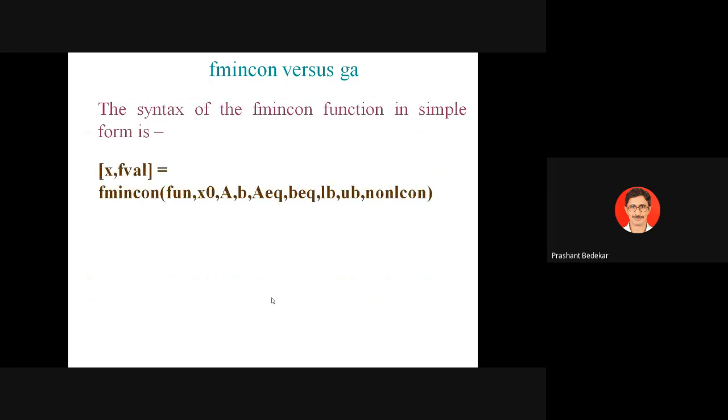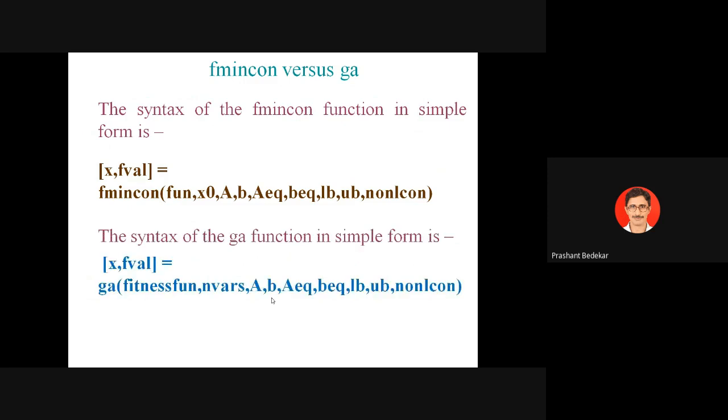Let's see the comparison. Yes, the slide is there. I was not sure whether the slide is there or not. fmincon versus GA. The syntax of the fmincon function in simple form is this, and the syntax of GA is this. If you just compare, you will find that there is only one difference. And what is that difference? The difference is that x0 you have in case of fmincon, and you have number of variables in case of genetic algorithm. That is the only difference.